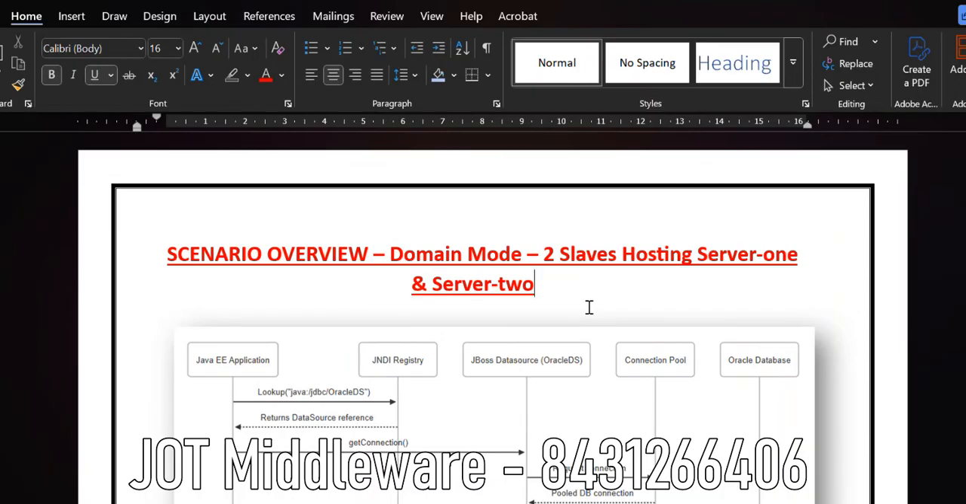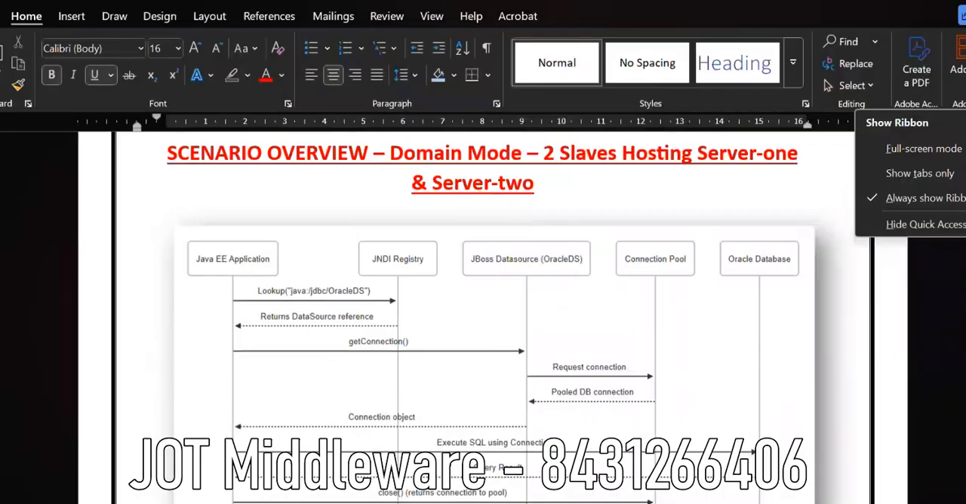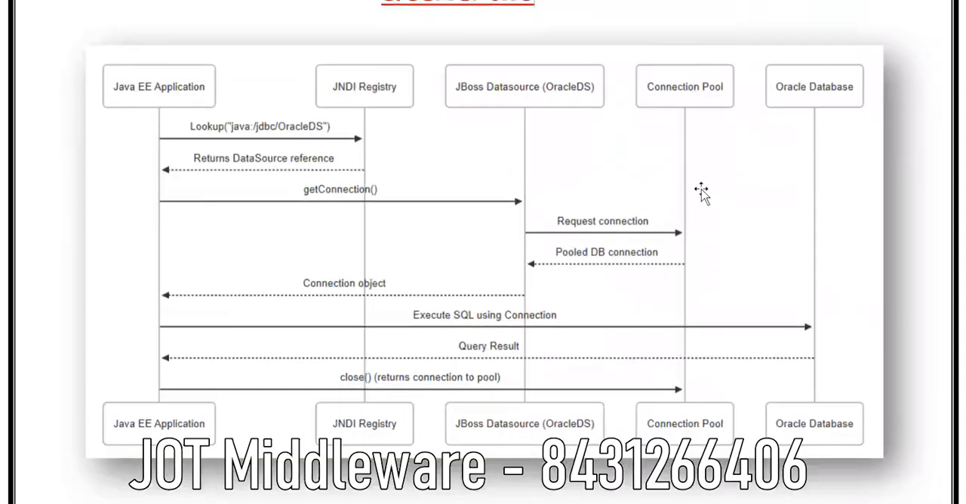So now we are going to work on a scenario. The scenario is domain mode with two slaves hosting one server on each slave, right? So let us have an overview of how exactly the connections work. This is our application, and we have already created a data source, Oracle DS.